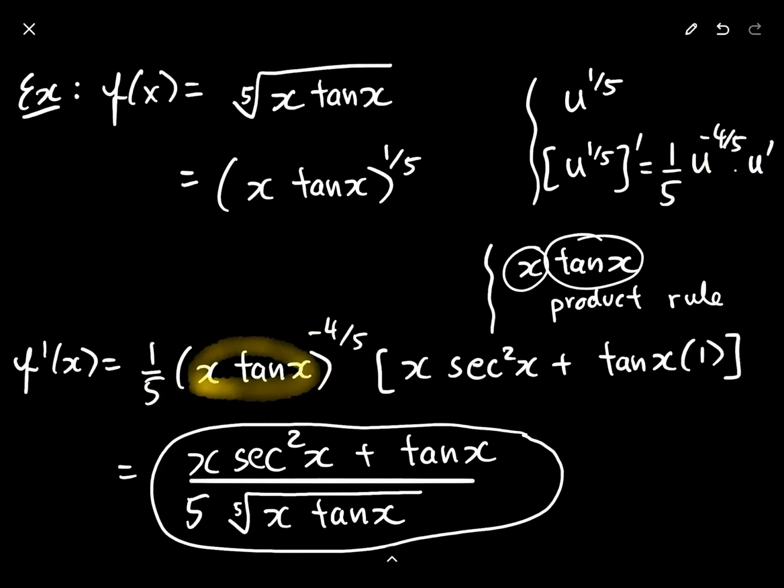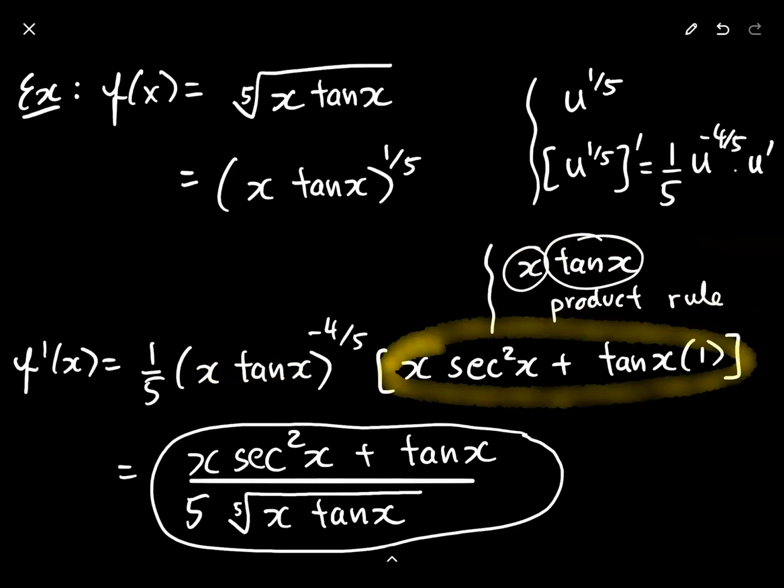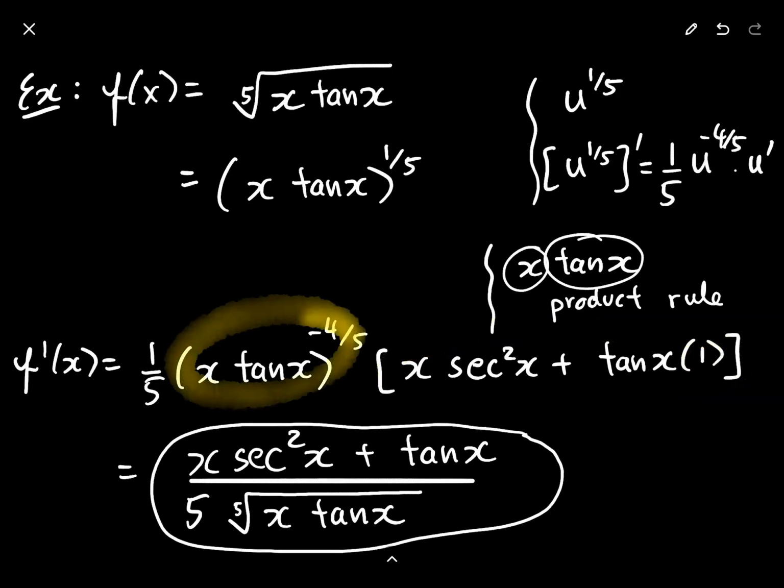Next we want to multiply by u prime, so we want to take the derivative of x tan x. X tan x is a product, so when we take the derivative, we'll use the product rule. We copy the x, and then take the derivative of tan x, which is secant squared x. Next we copy tan x, and take the derivative of x, which is 1. And if you want, you can put it back in the radical notation. The power of x tan x is negative, so it will go in the denominator. And x tan x is to power 4 and fifth rooted.